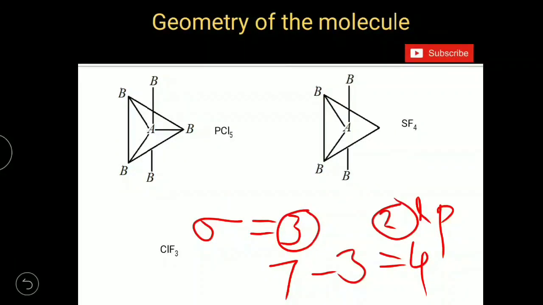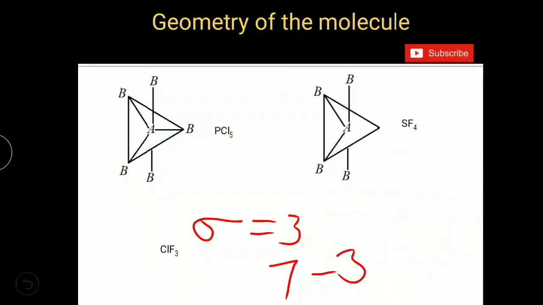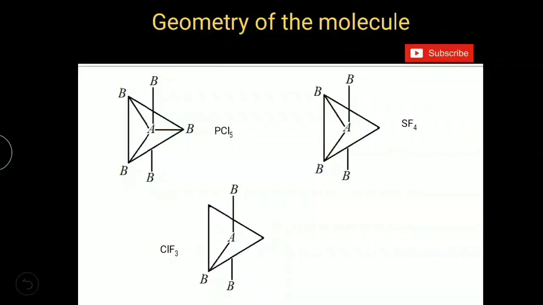So shape of the molecule should be trigonal bipyramidal, but we have 2 lone pairs. These 2 lone pairs occupy equatorial positions. So shape will be this T shape. Here these 2 places are occupied by lone pairs. So that's why you got T shape like this.